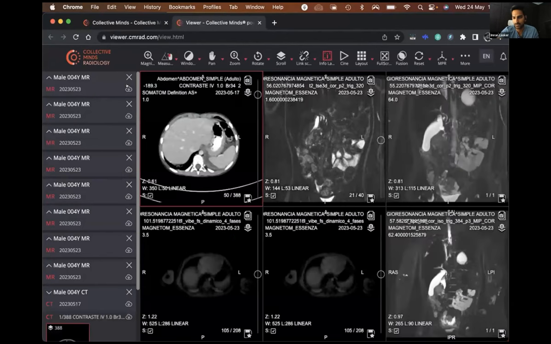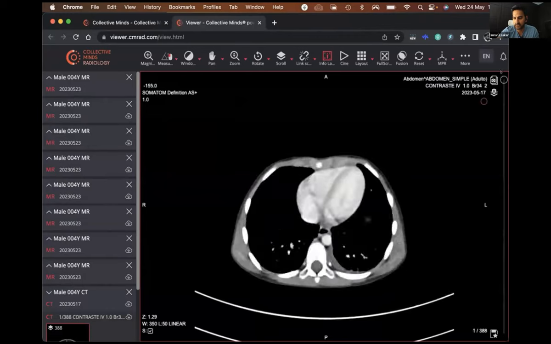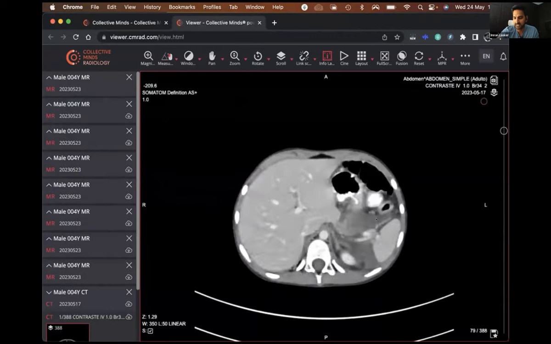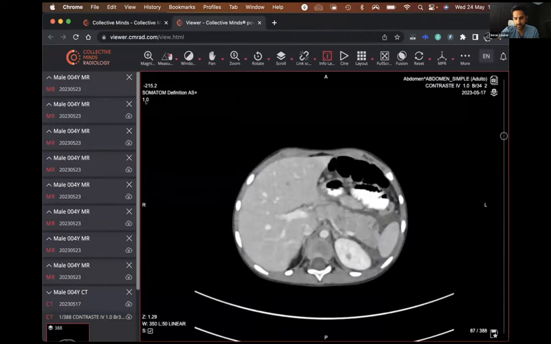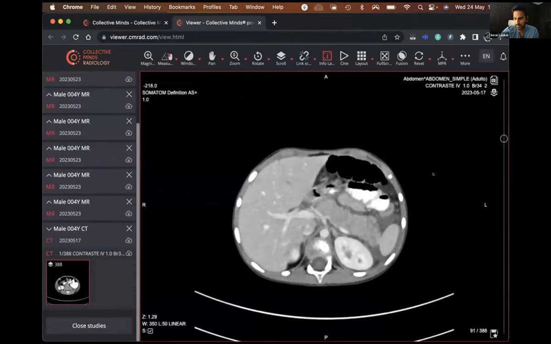Okay, so I'm going to skip one because we are coming up to time. And this one was donated as well. There's a whole load of MR, but I'm just going to quickly go through the CT scan of what looks like a fairly young person. We're just waiting for the images to come through. I think they are coming through slowly.